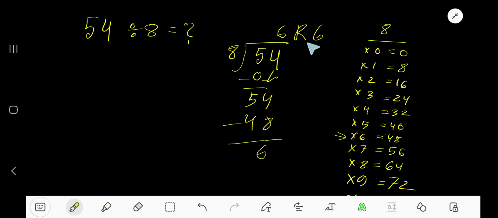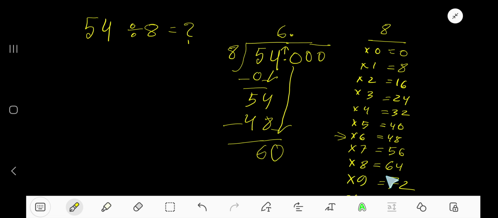But if we want to write our answer in decimal form, what will happen? Just convert this whole number into a decimal number. Take a decimal point, then add any number of zeros. Bring down the first zero, but before the zero there is a decimal. The decimal must come into the quotient directly.